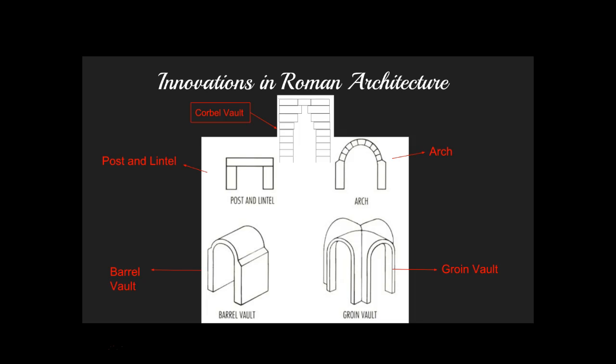So we've got that post and lintel construction that we've used, and we also have the corbelled vault that we've used. Those are the top two. We're starting to see the arch occur, which can be done with blocks and bricks. But the introduction of concrete allows us to use barrel vaulting, so extend these a lot longer, and groin vaulting.